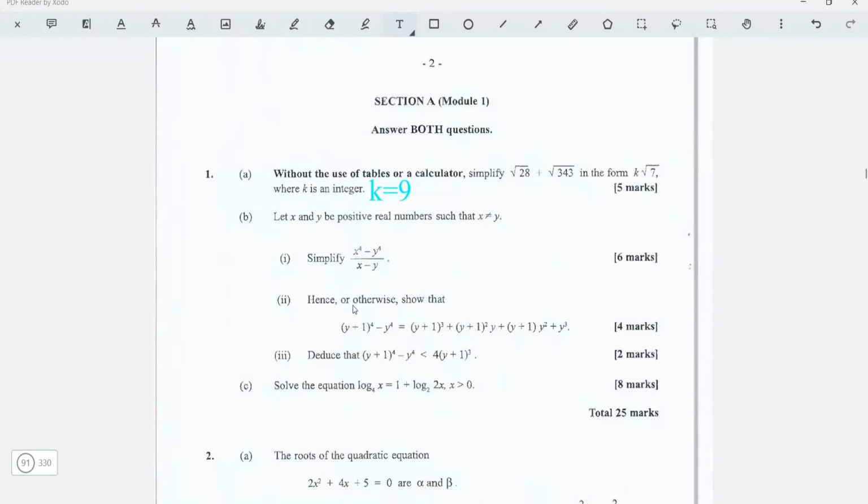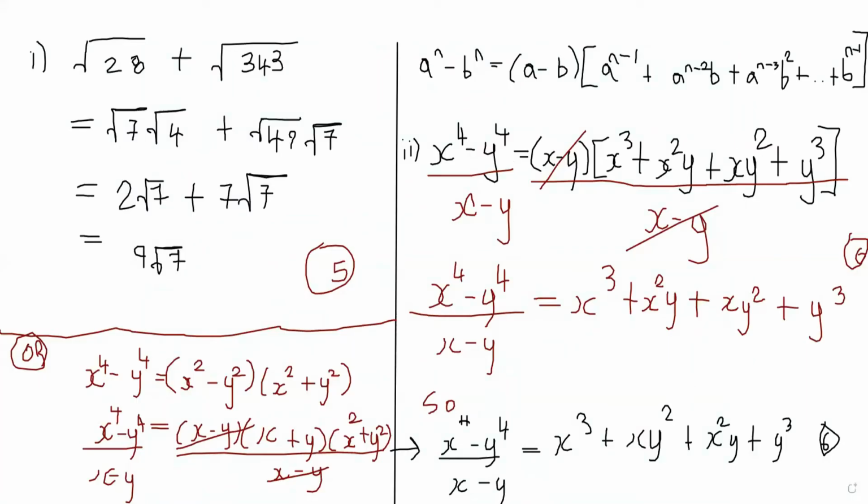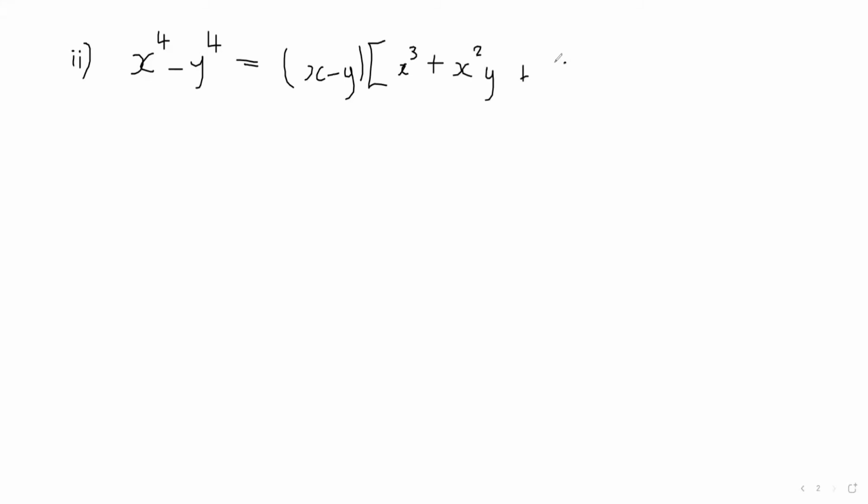Then it says, hence or otherwise, we need to show that y plus 1 to the 4 minus y to the 4 works out to this formula. It's a hence. If you're going to use hence, remember, it said hence, meaning don't use nothing else. Use the answer we just generated. We ended up generating x to the 4 minus y to the 4. Writing down the formula, we said that it was equal to x minus y, multiplied by, in the bracket here, x cubed plus x squared y plus xy squared plus y cubed. All right.